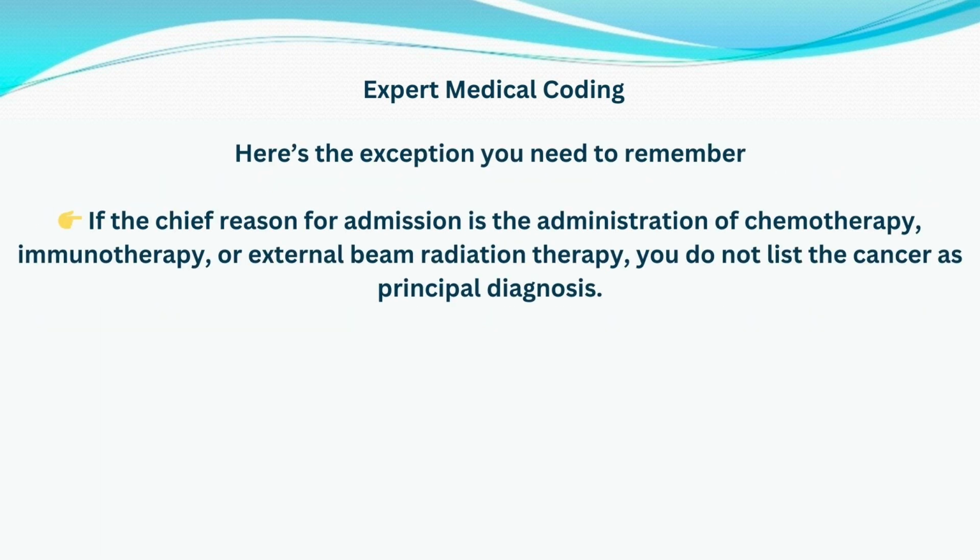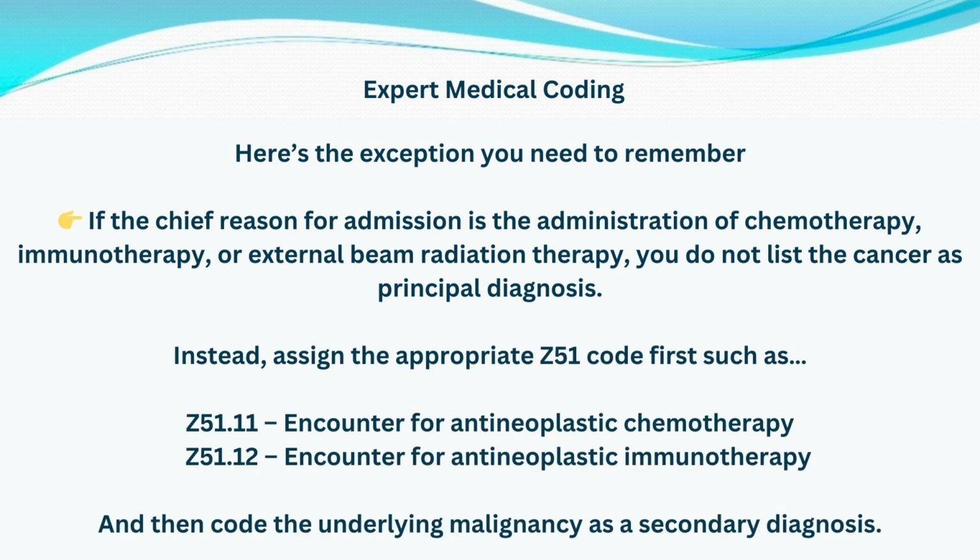But here is the exception you need to remember. If the chief reason for admission is the administration of chemotherapy, immunotherapy, or external beam radiation therapy, you do not assign the cancer as principal diagnosis. Instead, you assign the appropriate Z51 category code first, such as Z51.11, encounter for antineoplastic chemotherapy, or Z51.12, encounter for antineoplastic immunotherapy, and then code the underlying malignancy as a secondary diagnosis.